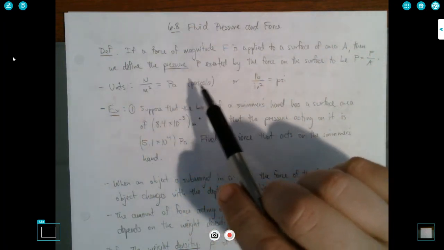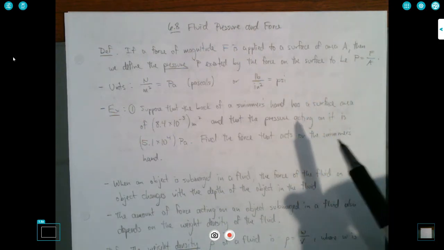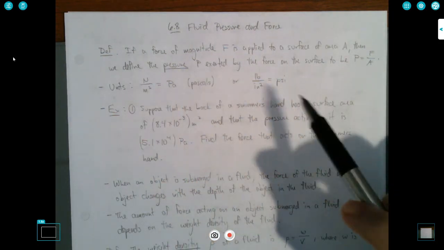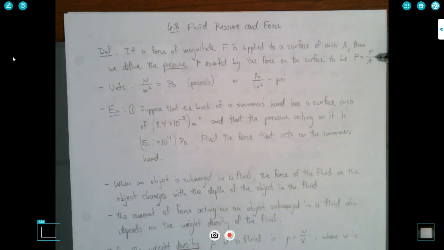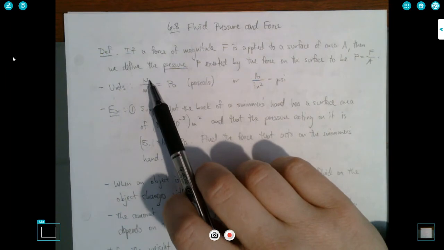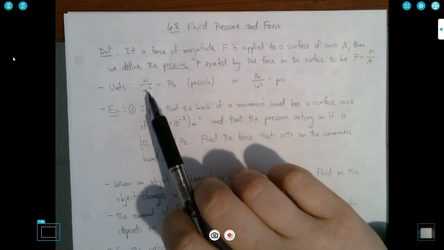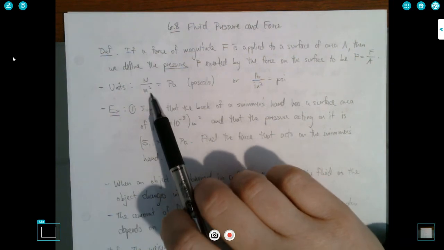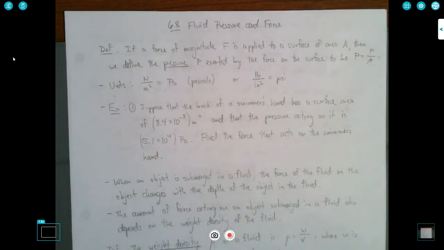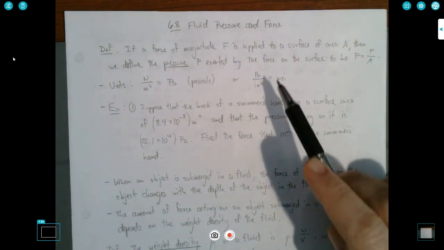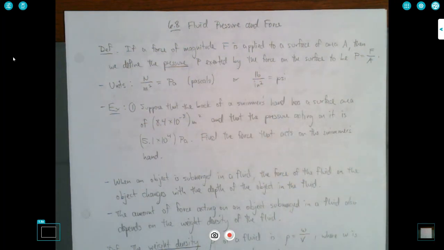So if a force of magnitude F is applied to a surface of area A, then we define the pressure, P, exerted by the force on the surface to be P equals F over A, right? So it's the force divided by the area over which that force is applied. That's called the pressure. So the units are going to be units of force divided by units of area. If you're working with SI units, then it would be newtons over square meters, and newtons over square meters have a special name. They're called pascals. If you're working with the British imperial system, then you would do pounds per square inch, or PSI. Even though it's called the British system, it's really only used in America, I think. But anyway, that's that.